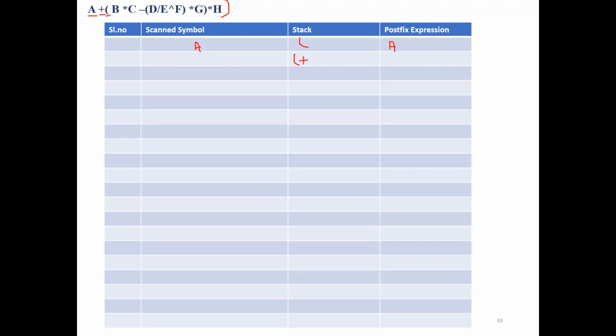Now the next symbol scanned is, tell me, left parenthesis. So what you are supposed to do? Same, ma'am. We have to push it onto the stack. So in the stack, we have a left parenthesis followed by an addition symbol and then again a left parenthesis. The next symbol scanned is B, right? So we have B, then yes, we have to output it onto the screen. So it will be like AB.